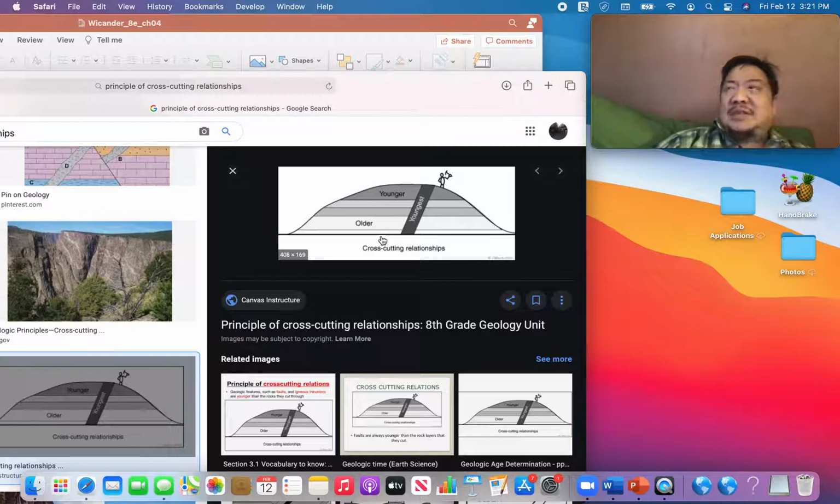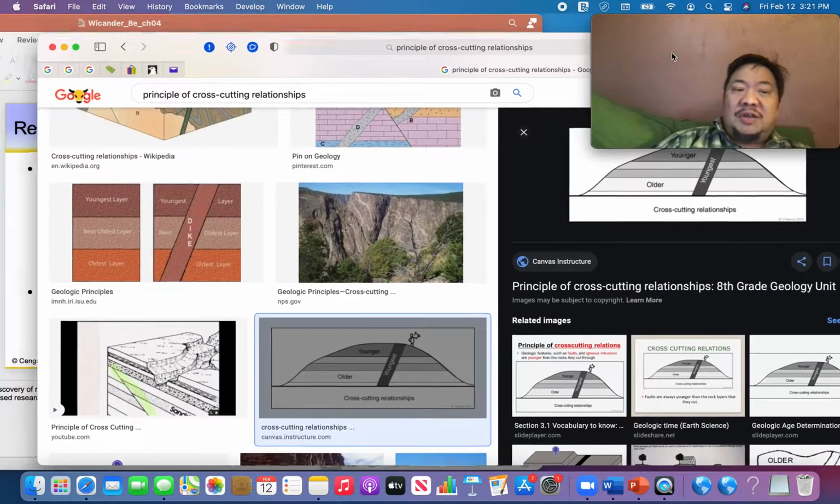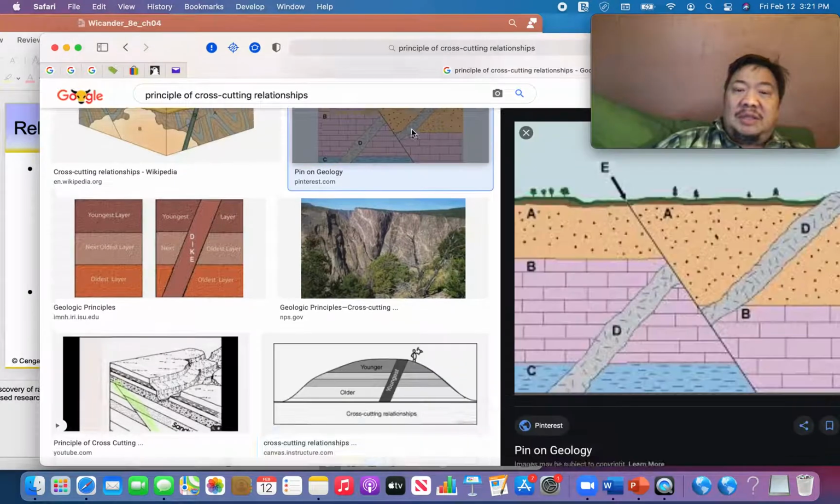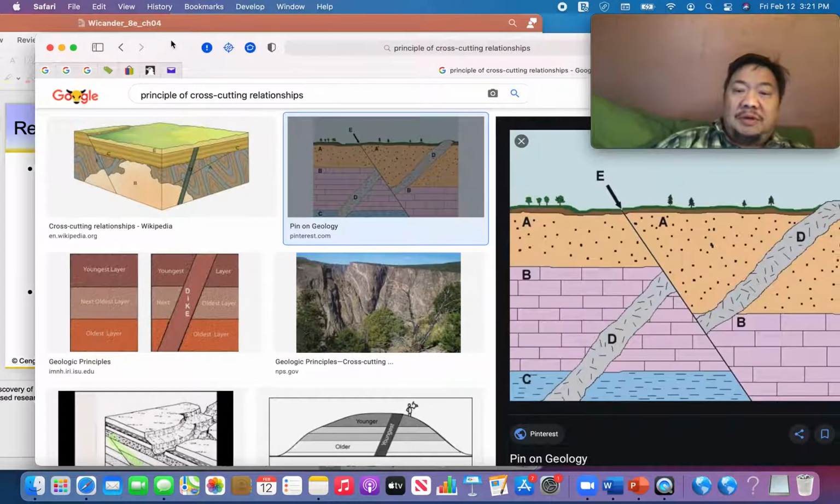And that's common sense too, as Thomas Paine would say. If something is cutting across something, it must be younger than what it cuts through. That's the principle of cross-cutting relationships. Let's take a look at another application here.